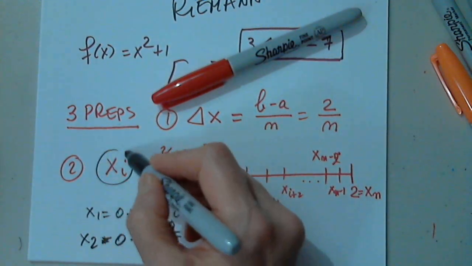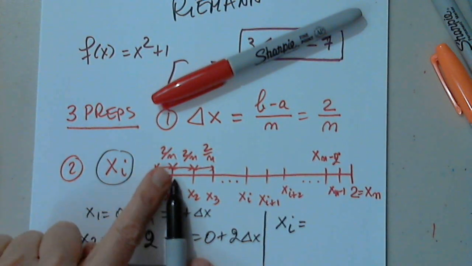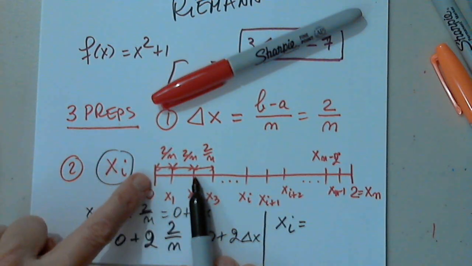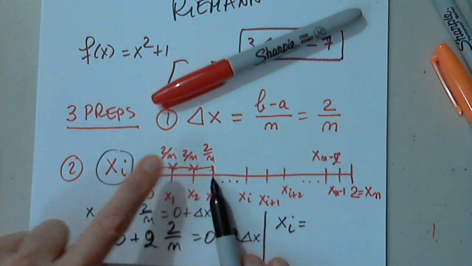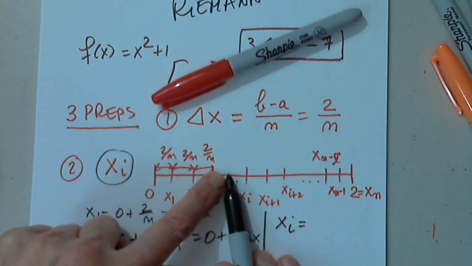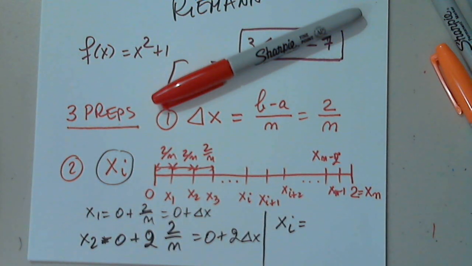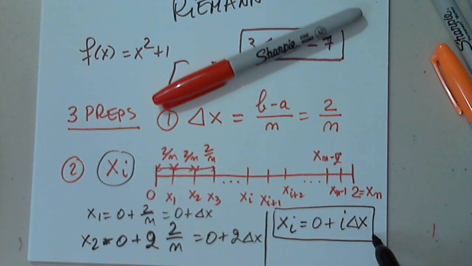But I need xi. Can anyone tell us how to write xi? x1 is 0 plus 1 delta x. x2 is 0 plus 2 delta x. x3 is 0 plus 3 delta x. x4 is 0 plus 4 delta x. But I'm here at xi. How do I write xi? Very good, of course. That's it. 0 plus i delta x.